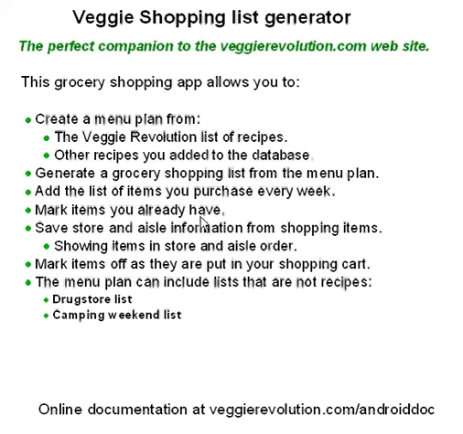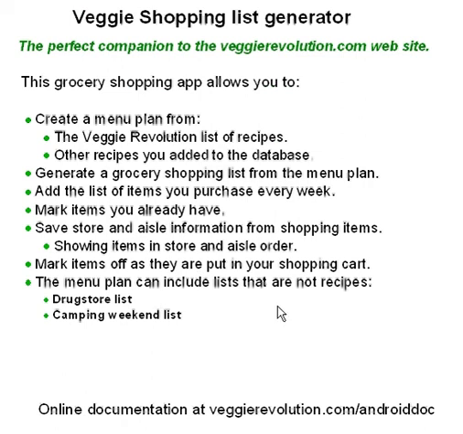You can add items you purchase every week. You can have your own items, and then once you go through your cupboard, you mark items you already have. We can save the store and aisle information, so you can go down the store by aisle number. We mark items as they are put in your shopping cart, and if you decide you want to change it, you can put them back in the grocery list.